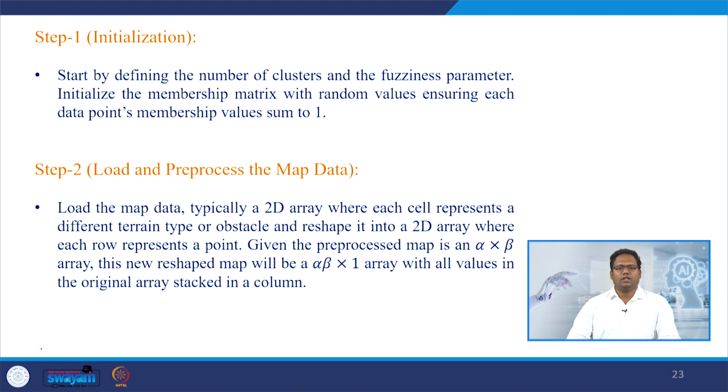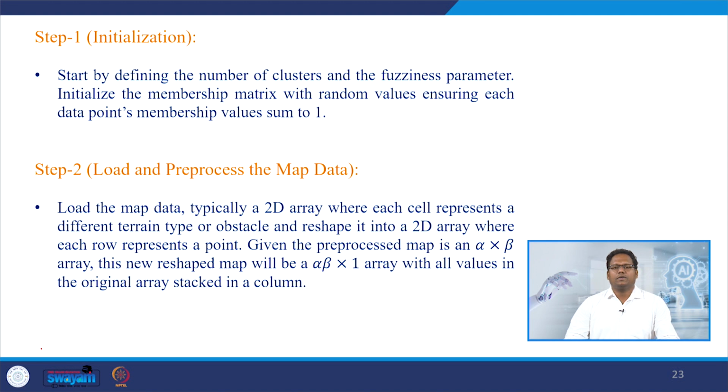First is initialization: start by defining the number of clusters, and initialize the number of clusters and the fuzziness parameter. Simultaneously initialize the membership matrix with random values, ensuring each data point's membership values sum to 1. Step 2 is load and pre-process the map data. Load the map data, typically a 2D array where each cell represents a different terrain type or obstacle, and reshape it into a 2D array where each row represents a point.